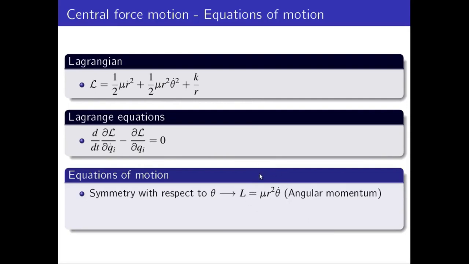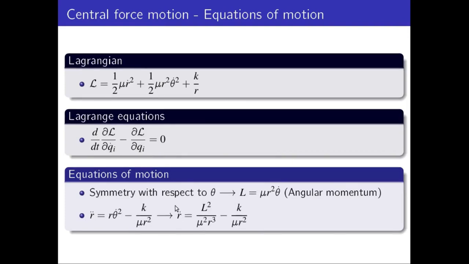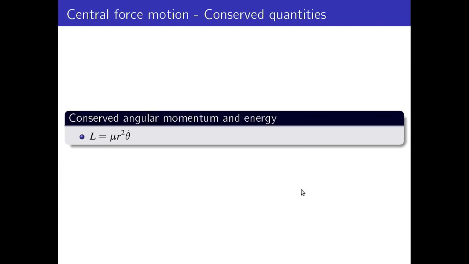And by using this angular momentum, we can simplify theta dot in this equation, and we can obtain r double dot in this form. And this can also be solved numerically, and one can obtain r from this single differential equation. We have obtained one of the conserved quantities, angular momentum, and used it to simplify one of the differential equations. And there is another conserved quantity.